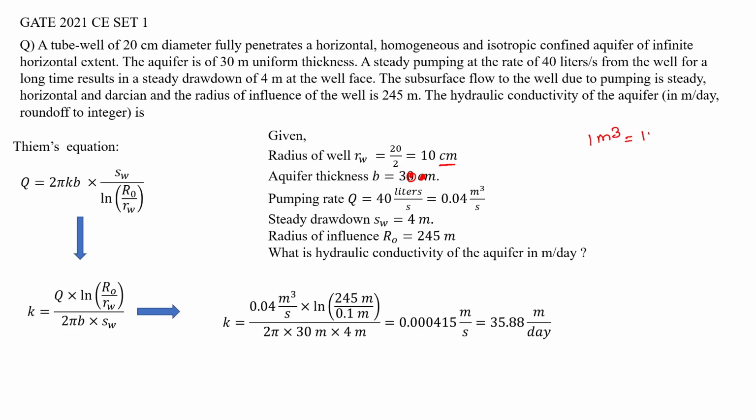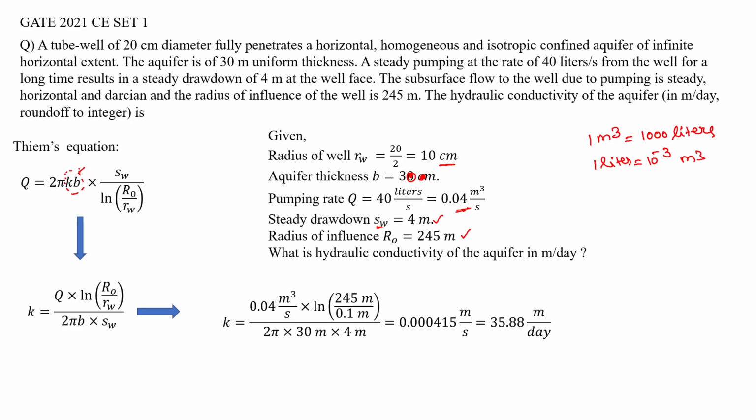We need to convert it into meter cube. 1 meter cube equals 1000 liters, so 1 liter equals 10 power minus 3 meter cube. By substituting that, we get 0.04 meter cube per second. And what is the drawdown they have given? SW equal to 4 meters, and the radius of influence is 245 meter. So this is the formula.